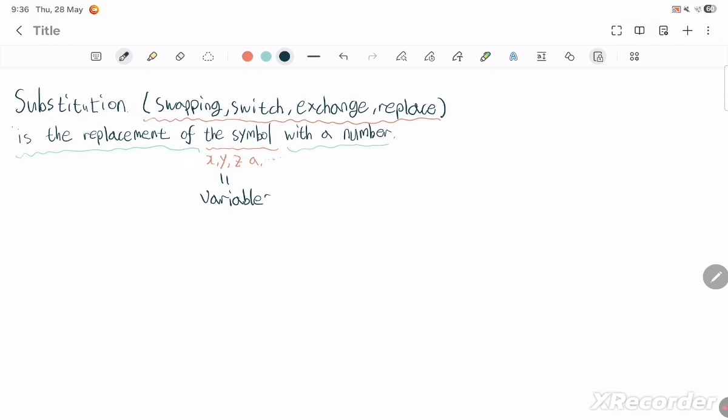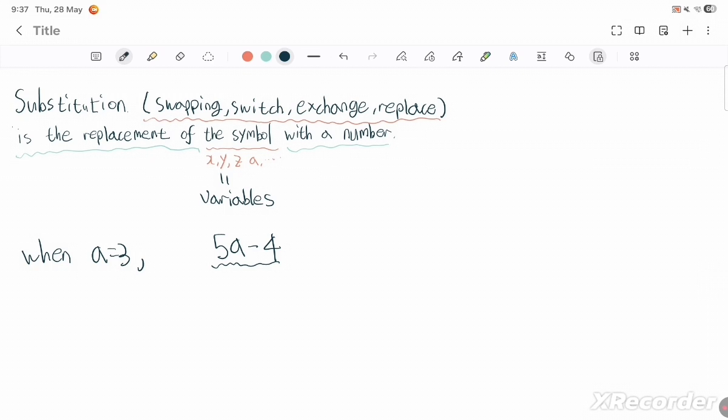I wrote down some examples, but there could be many more different variables that we could use in the future. So substitution is you replace just a variable with a number. Let's just look at an example. Let's say I know one expression, 5a minus 4, and when a equals 3, if you know that this unknown number a is actually 3, then you can find the value of this expression.